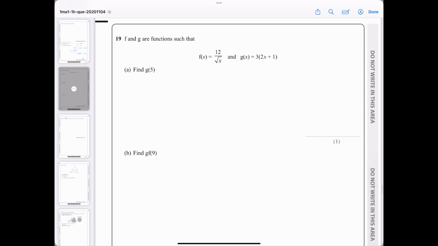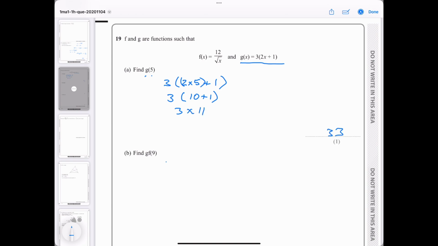Right, f and g are functions such that f(x) equals that and g(x) equals that. Find g of 5. So we take g(x), and if the 5 is next to the x, it means we use it as the x. So we put in 3(2 times 5 plus 1), that's going to be that bit and then that bit, but you know that from basic maths. And that is going to be 3 times 10 plus 1, which is 3 times 11, which is 33.